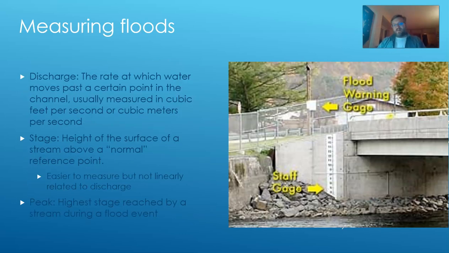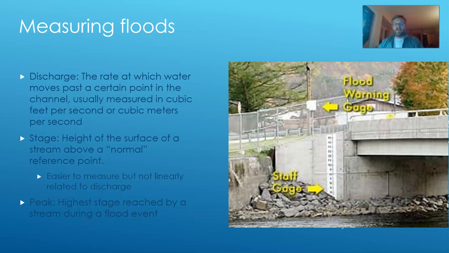So when we're looking at floods, we want to be able to measure them. We want to be able to talk about how big of a flood we're experiencing. And so the best piece of data to have about a flood in order to describe the size of the flood is the discharge. So the discharge of a stream is the rate at which water moves past a certain point in the channel. So you've got a spot in the stream, how much water moves past that spot within a given amount of time. And we usually measure that in cubic feet per second or cubic meters per second, depending on whether we're working with the imperial or the metric system.